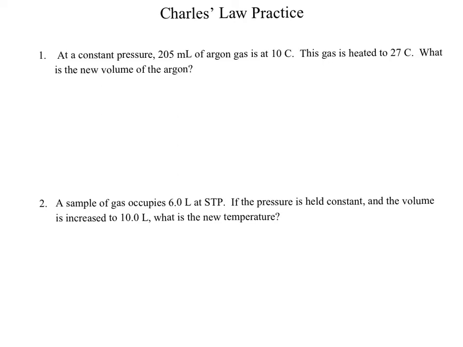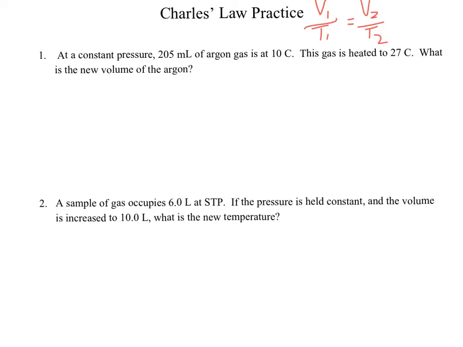So when we express this mathematically, we use a fraction. So our initial volume and our initial temperature is going to be equal to our final volume divided by our final temperature. So you can see it's an equality, and we have our V1 and our T1 equal to our V2 over our T2.